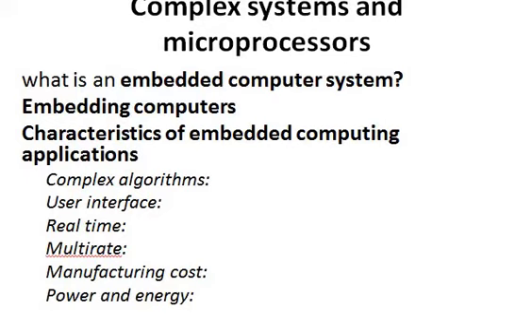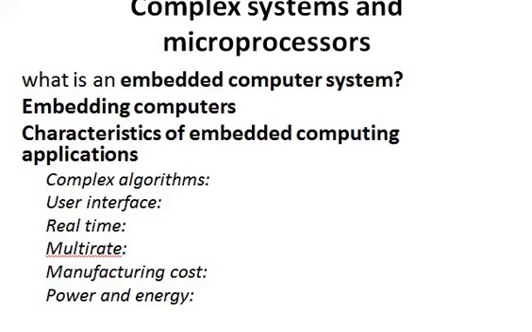For example, let's take the usage of an embedded system in an automobile. The engine must perform complicated filtering functions to optimize the performance of the car while minimizing pollution and fuel utilization. It's not easy to maintain performance while minimizing pollution and fuel utilization. That's why one of the characteristics of embedded computing applications is that they have very complex algorithms to deal with.